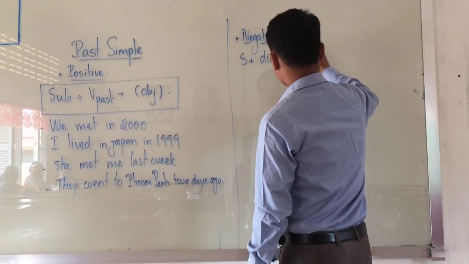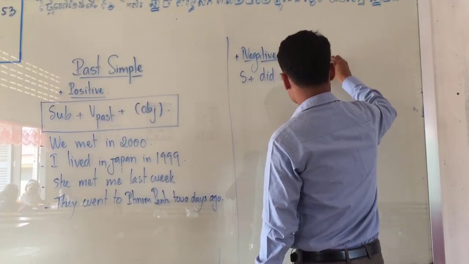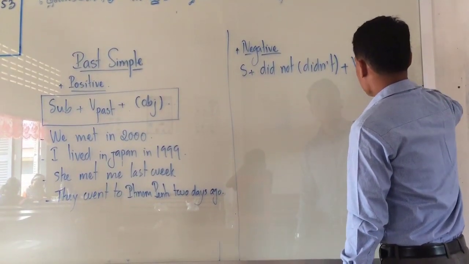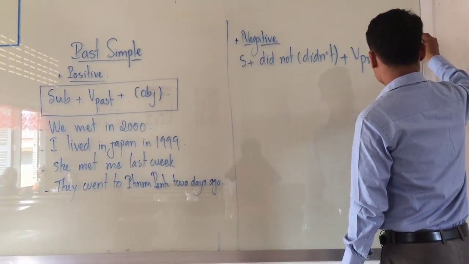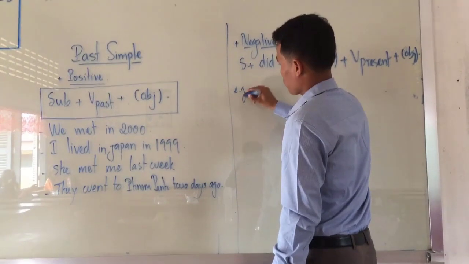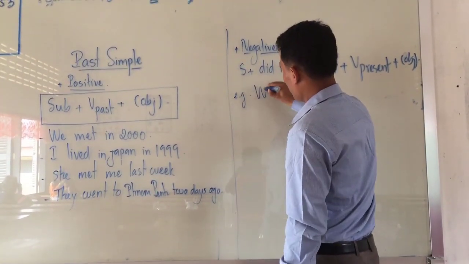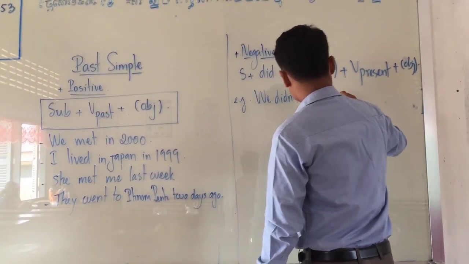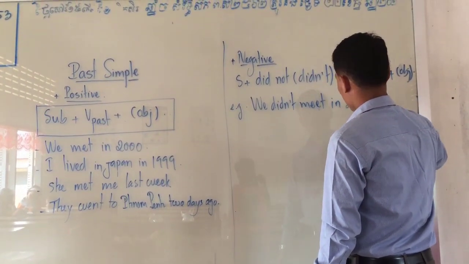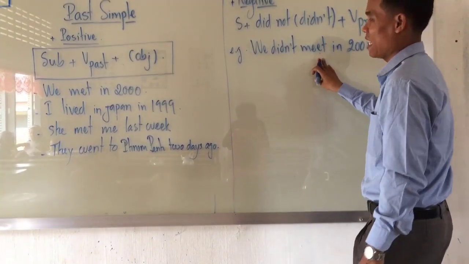How about negative? When you see the word negative, we have subject plus did not or didn't, but the verb here is present. It is not past at all. Example: we didn't meet in 2000, in 2001. We didn't meet. Meet here is the present.